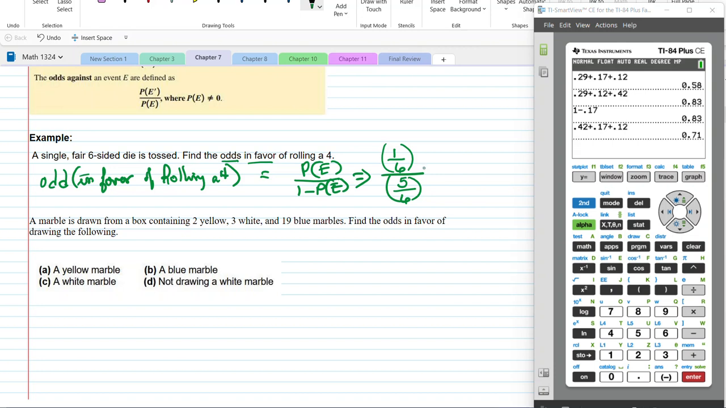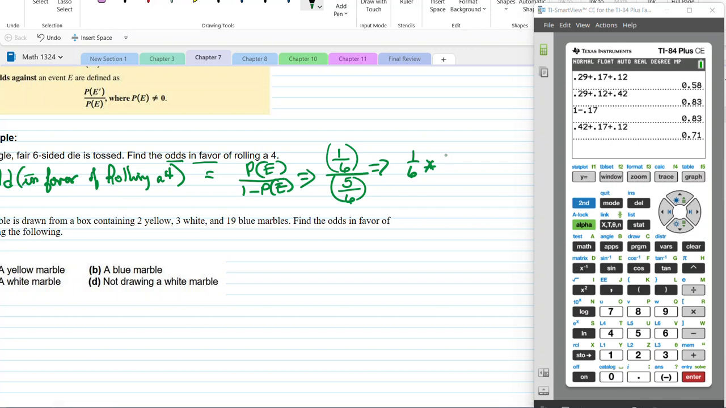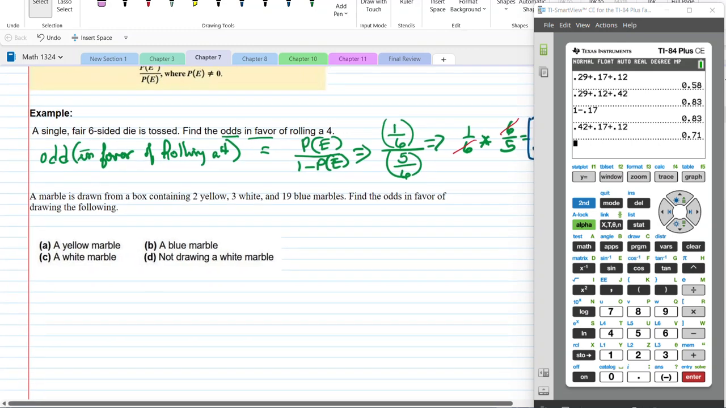Okay, but for math, we do keep, change, because that's division, flip. All right, when we do that, the sixes cancel. And I have what our solution is: 1 out of 5 opportunity in favor of the odds. 1 to 5. Not bad.